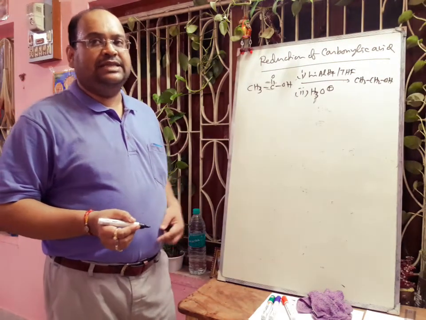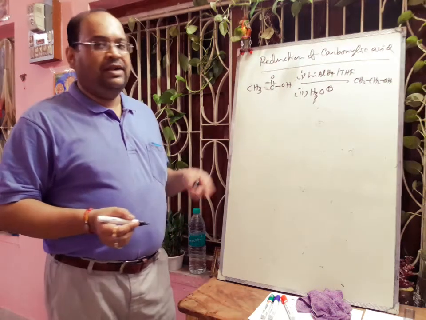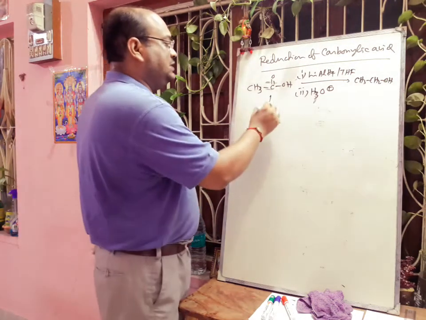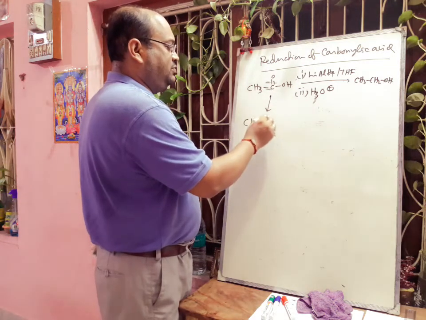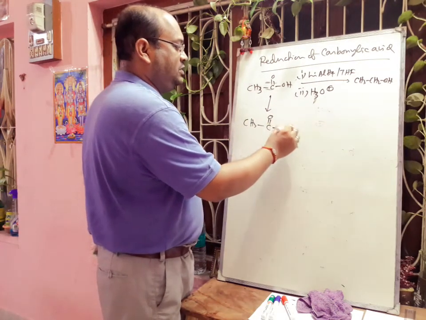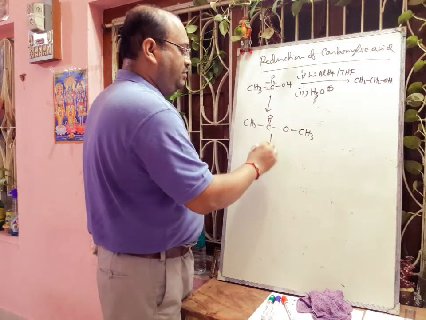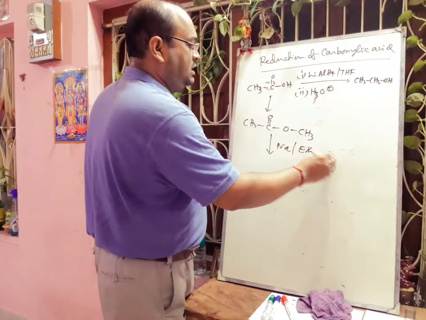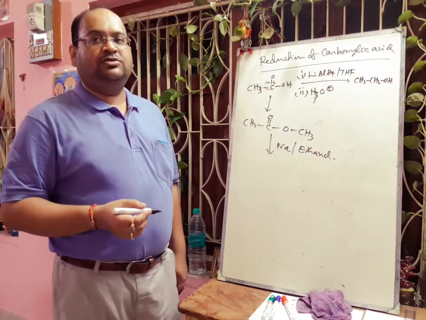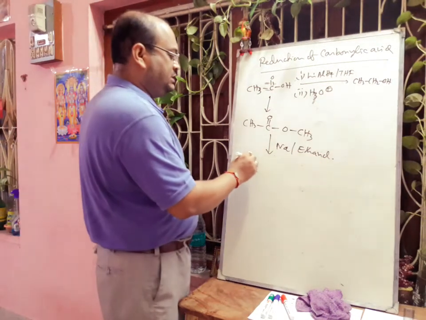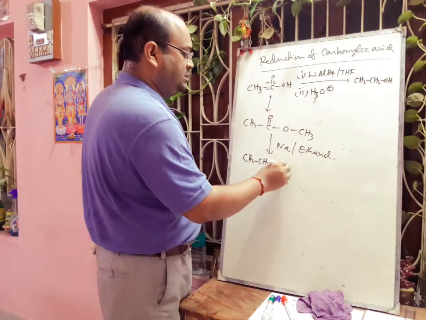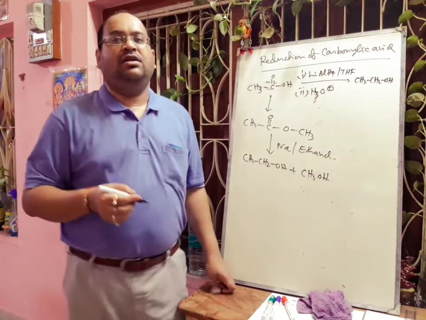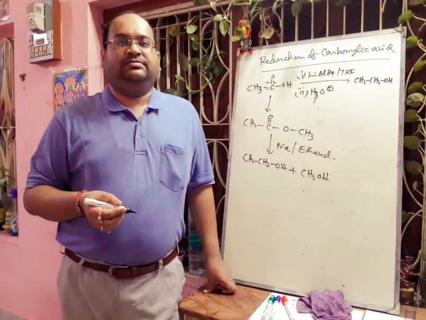Another very important reaction is Bouveault-Blanc reduction. In this reduction we have to convert the acid to ester. Suppose we are converting this acid into ester, then we have to use sodium and ethanol. That will produce two types of alcohol. One is CH3CH2OH plus CH3OH, and the name of this reaction is called Bouveault-Blanc reduction.